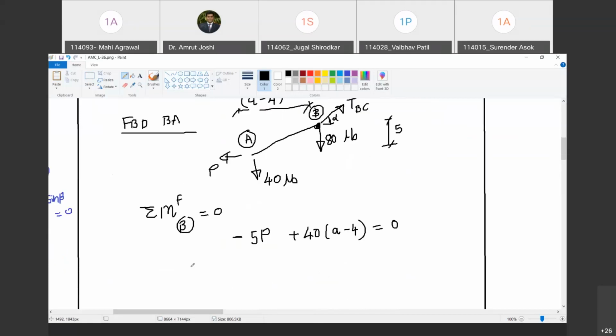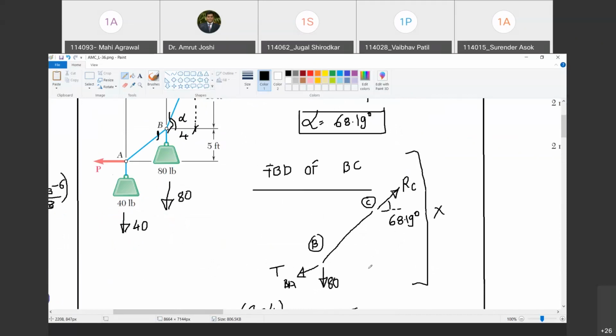So let us simplify this. What do I get? 5P plus 40A is equal to 160. See, 40 into 4 is 160, but minus 160 on the other side it goes and becomes positive. So this is the first equation that I get in P and A. Do you agree with me?